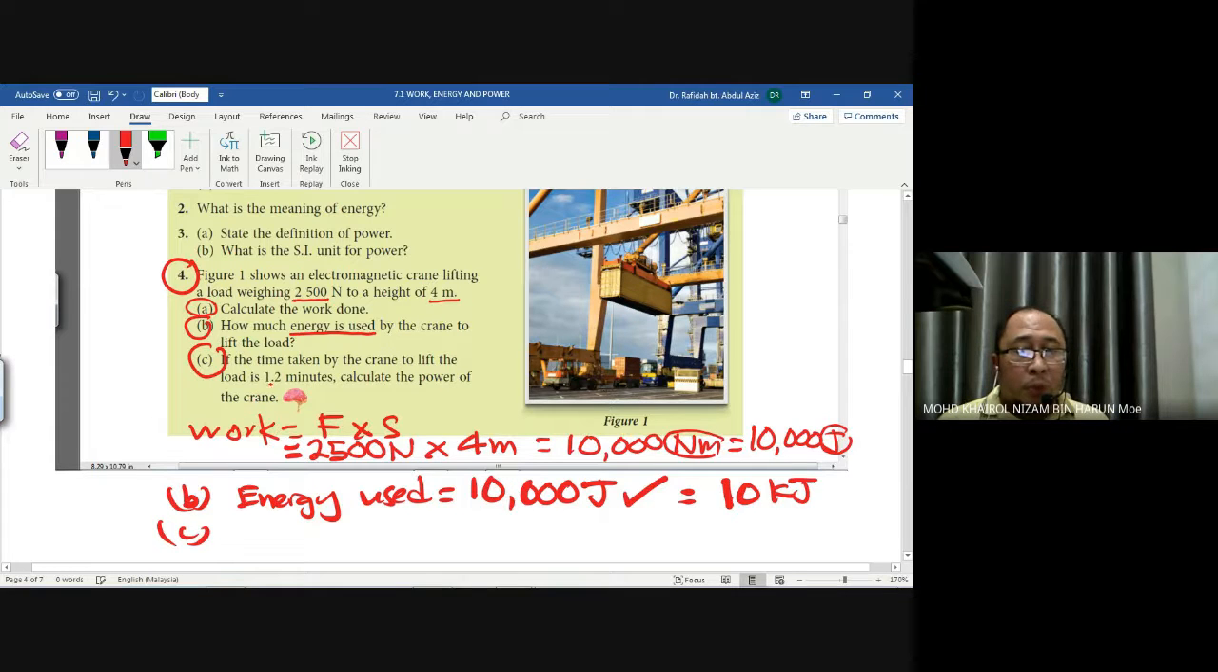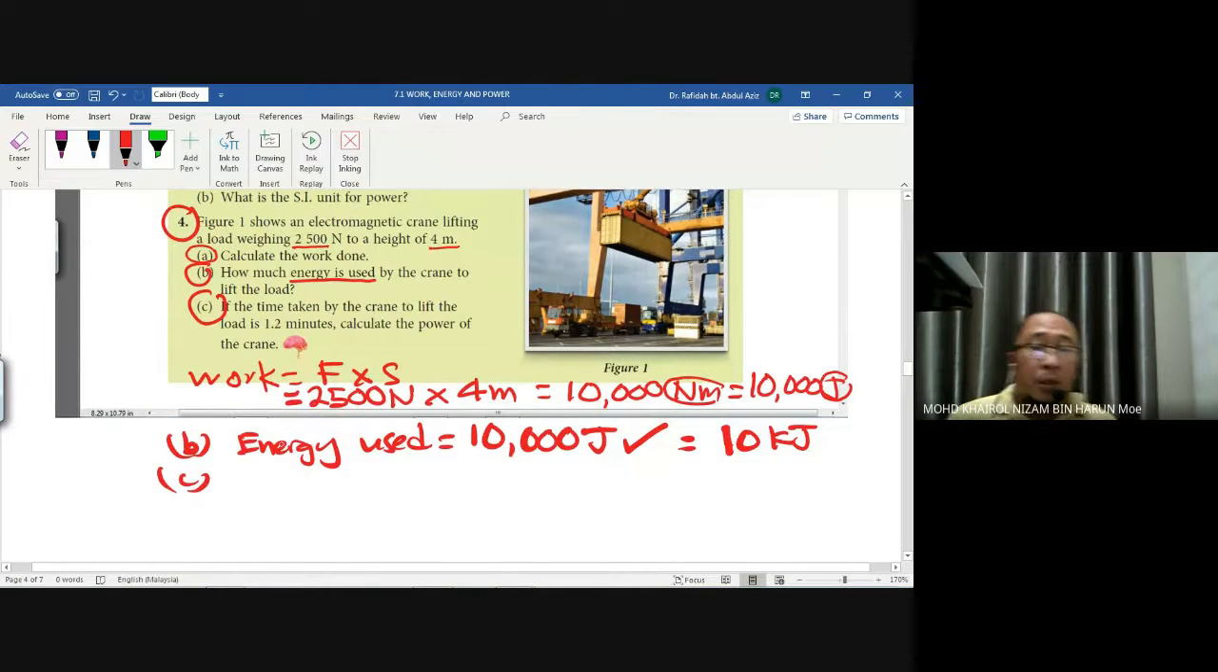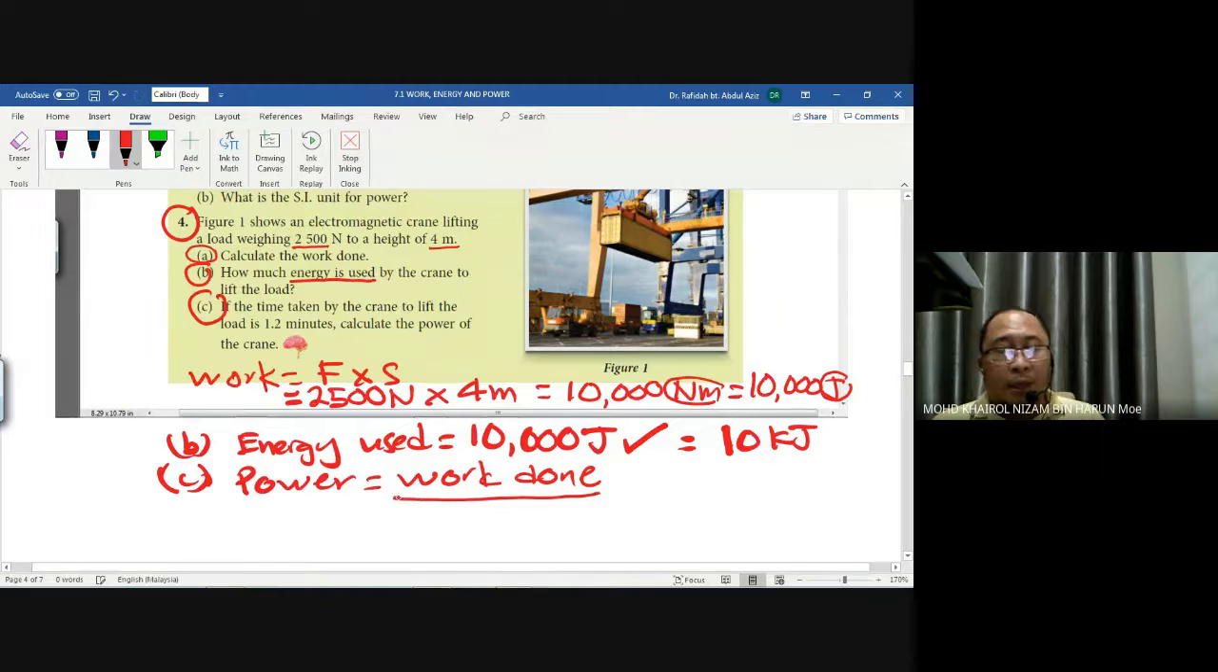Okay, C. If the time taken by the crane to lift the load is 1.5 minutes, that is 90 seconds, calculate the power of the crane. So to find power, it is work done divided by time taken. Better for you to write again and again the formula in order to remember the formula.